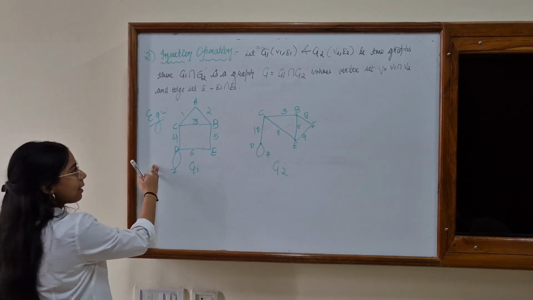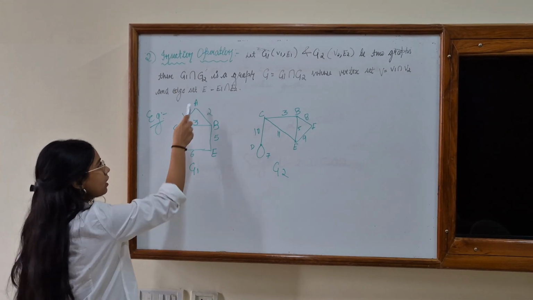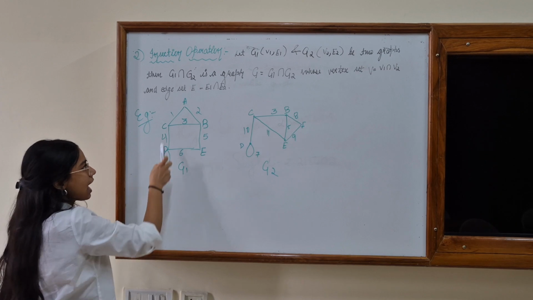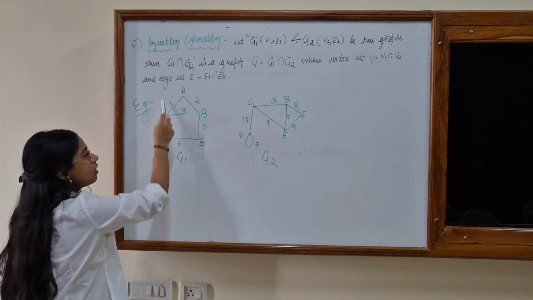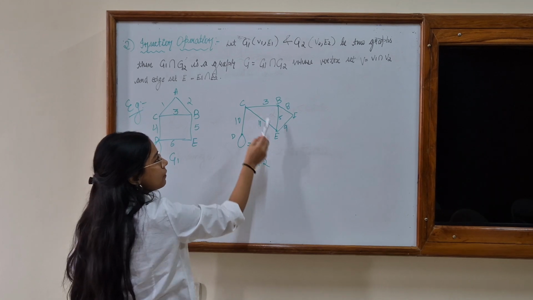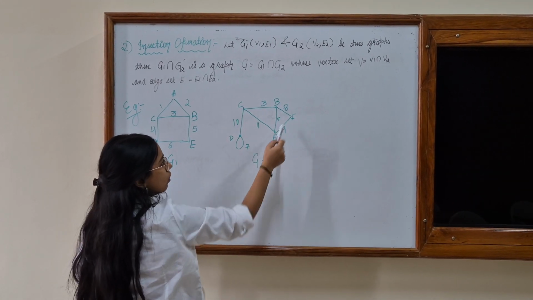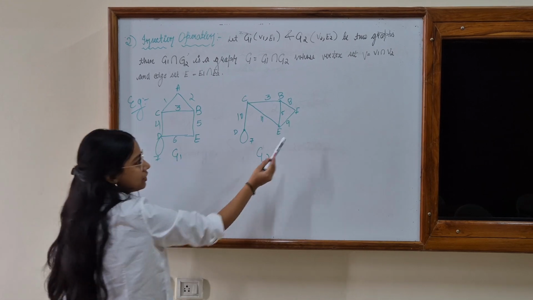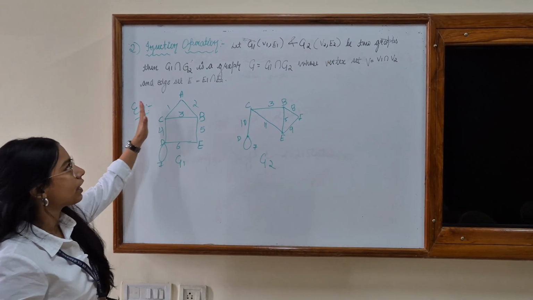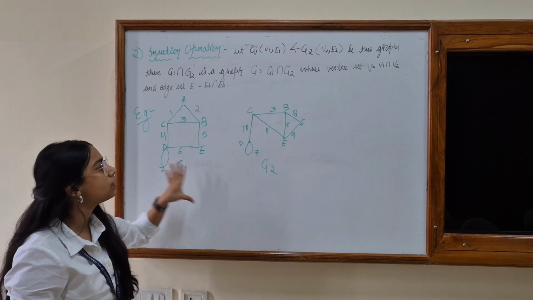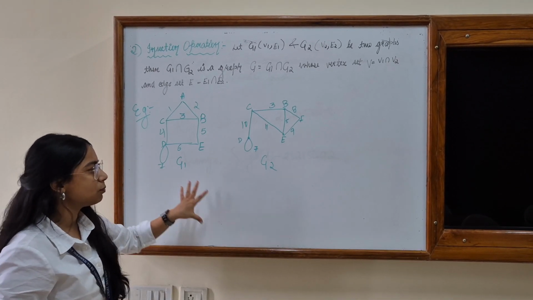If we see the example, this is the first graph where A, B, C, D, E are the vertices and the lines joining them are the edges, and this is a loop. And this is another graph, where again these are the vertices, these are the edges, and these are the weights of the edges. So what we have to find is the intersection between them. That is, we have to find the common edges and vertices in both graphs.